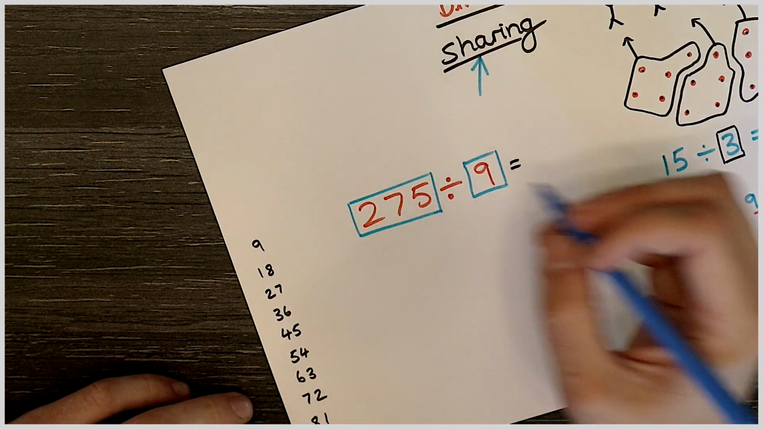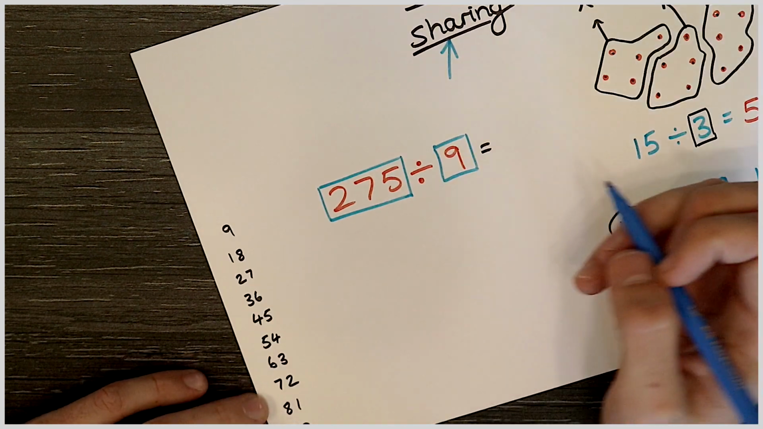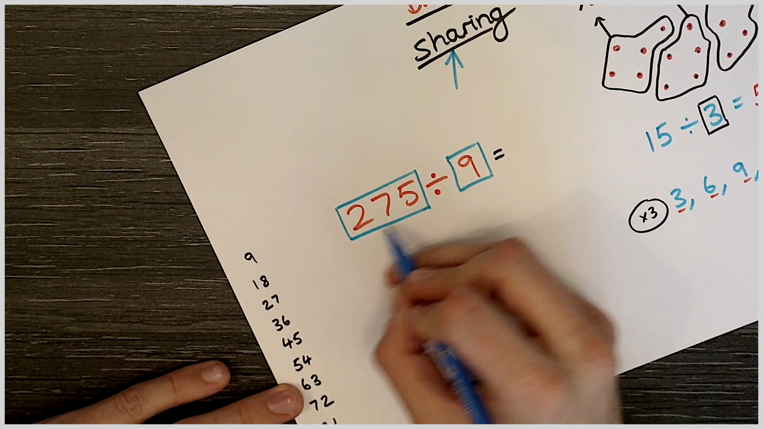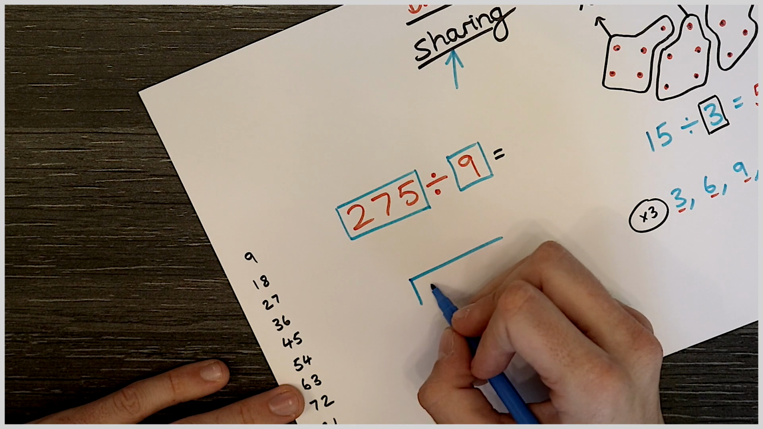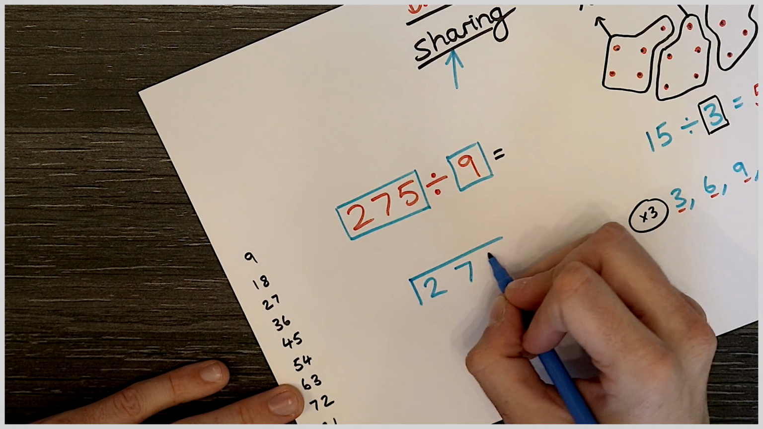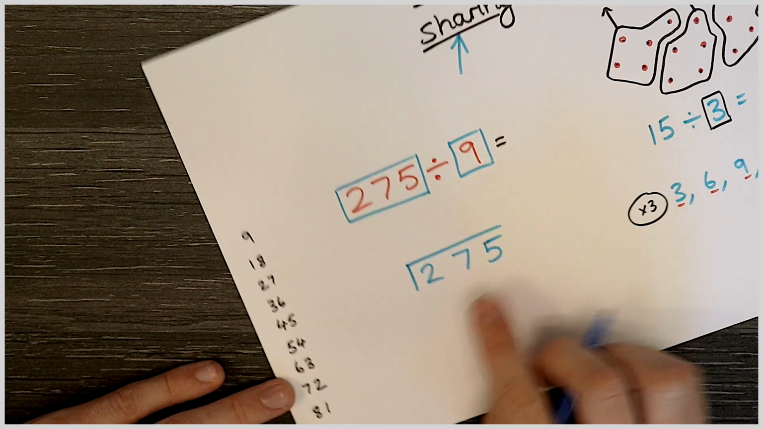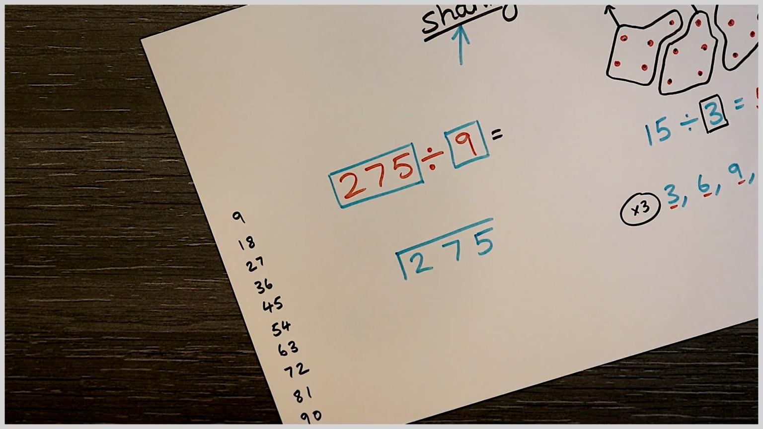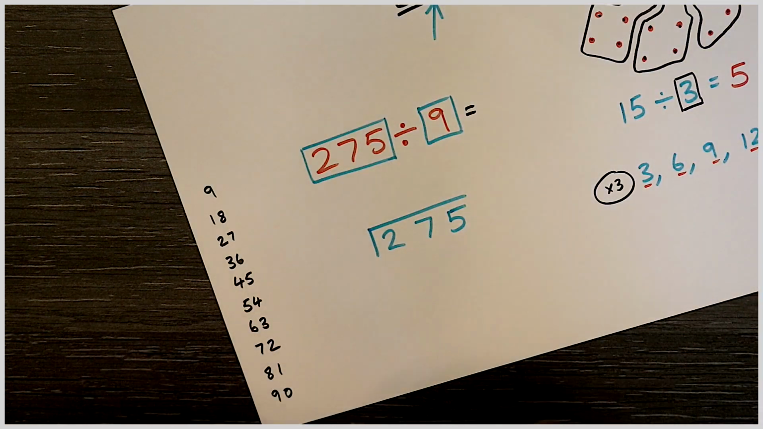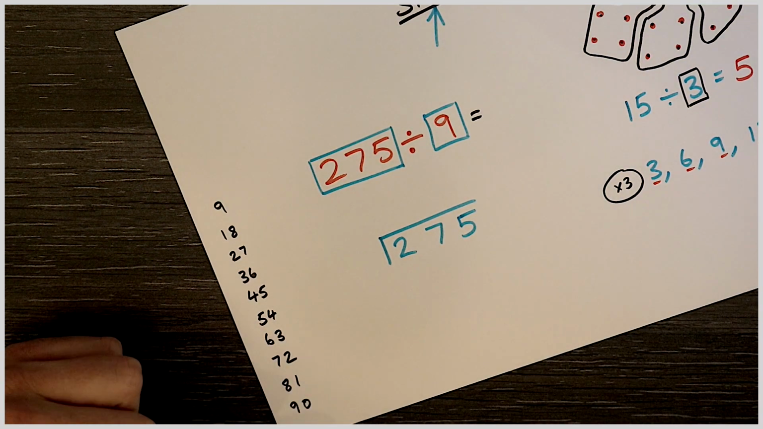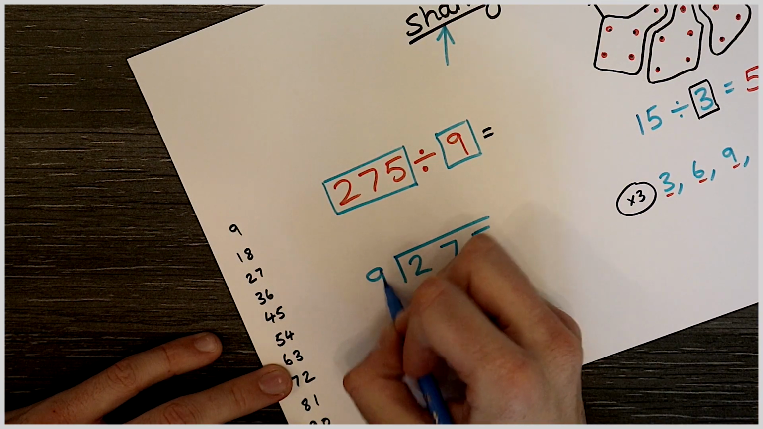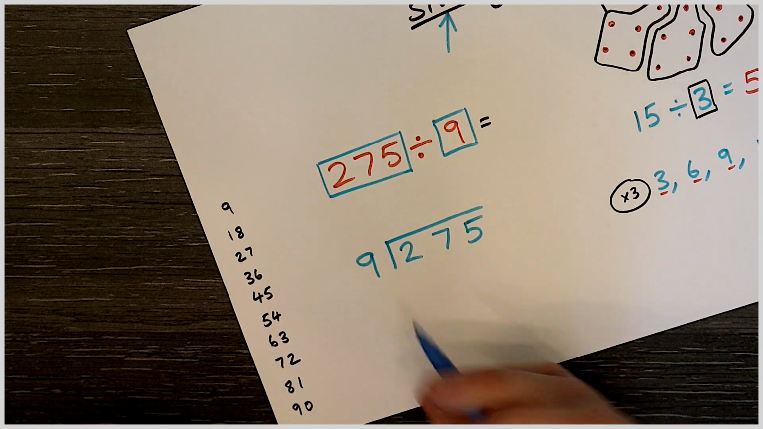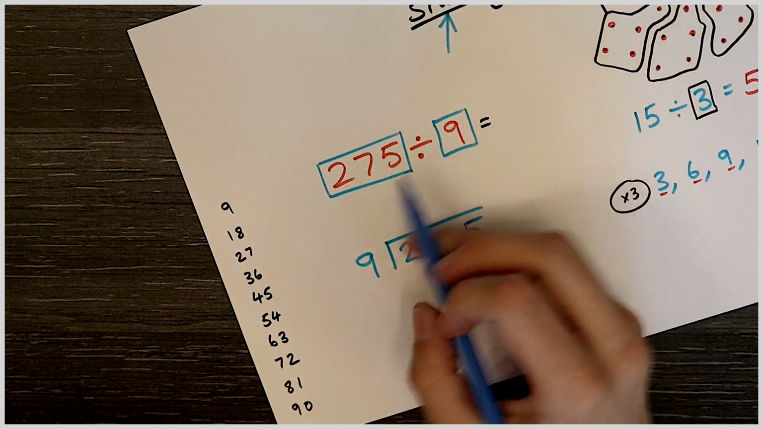So how do we do it? This is what I'm going to do. I'm going to take my dividend. This is the number that we want to share. We want to break it up, and I'm going to put it inside this lovely little box here. And I'm going to make sure I have some space because in a moment we're going to be using this number, so make sure you've got some space between the numbers because you want things to be nice and clear and neat. And we're going to put our dividend in the box.